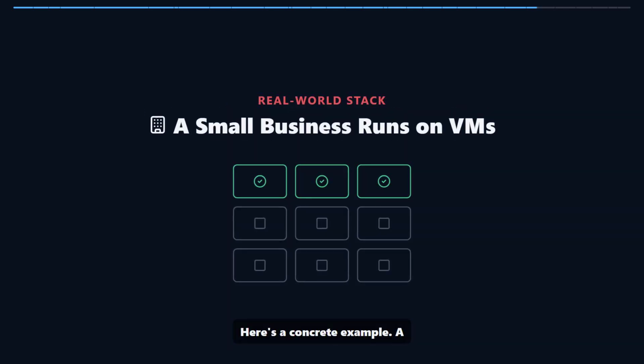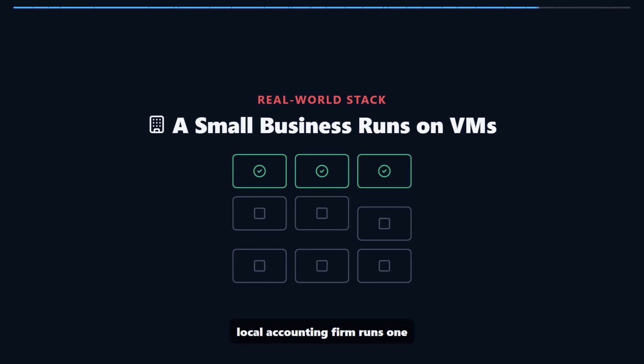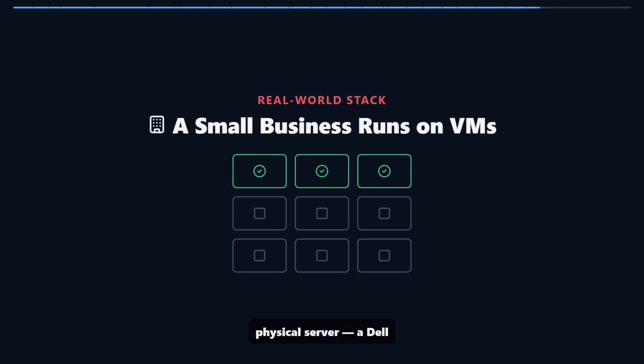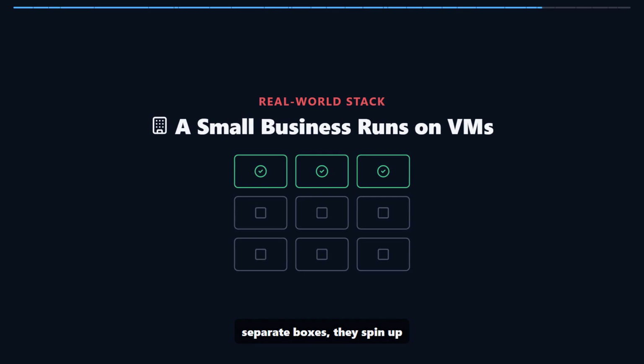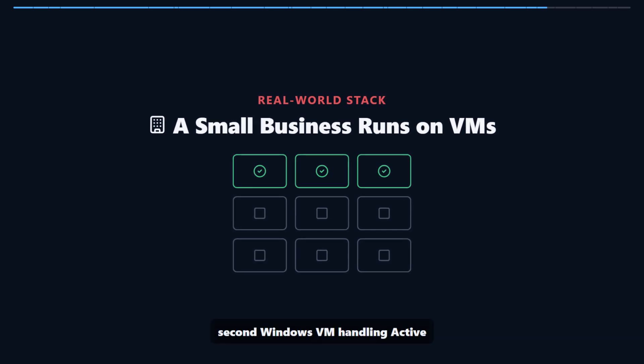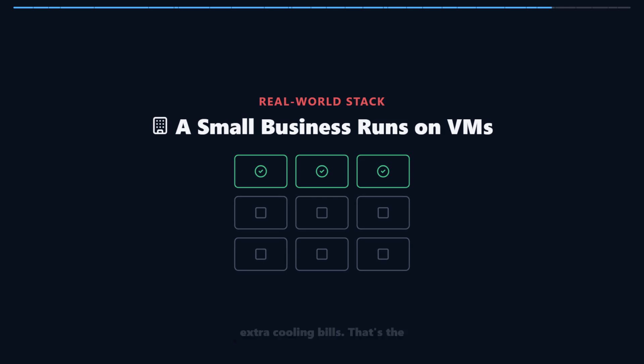Here's a concrete example. A local accounting firm runs one physical server, a Dell PowerEdge. Instead of buying 3 separate boxes, they spin up 3 VMs. A Windows Server VM running their ERP for accounting, a Linux VM hosting the company website, and a second Windows VM handling Active Directory and shared file storage. One machine, 3 isolated environments. No hardware sprawl, no extra cooling bills. That's the real power of virtualization for any business.